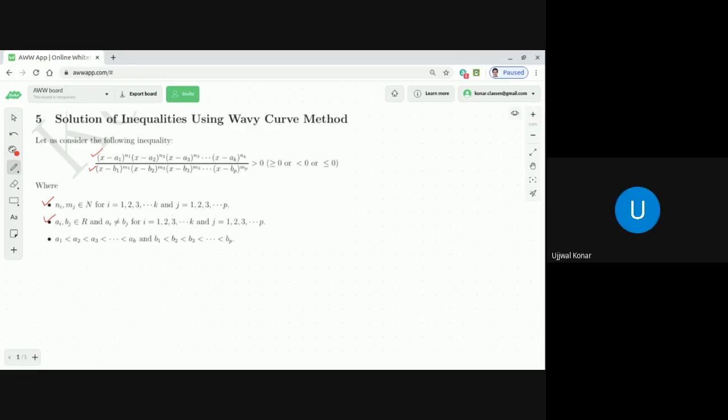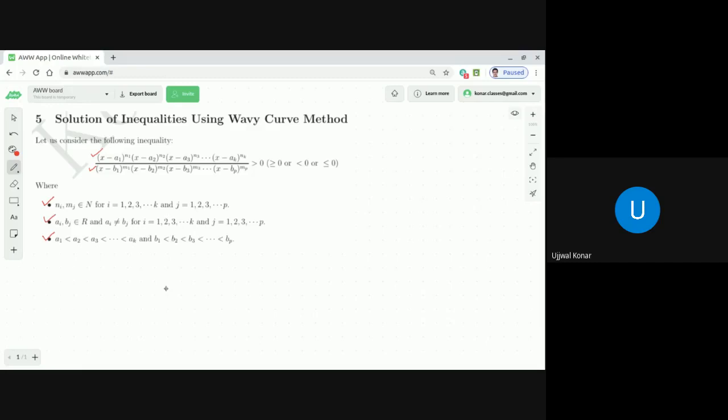And what is there in ai and bj? ai and bj belong to R, the set of real numbers, and ai is not equal to bj, because if for some case ai is equal to bj, they would get cancelled in the numerator and denominator. Here i is from 1, 2, 3 up to k, and j is from 1, 2, 3 up to p. And the third point is that we are keeping a1, a2, a3 in a sorted manner. That is, a1 is less than a2, less than a3, dot dot dot, up to less than ak. And similarly, b1 is less than b2, less than b3, dot dot dot, up to bp.